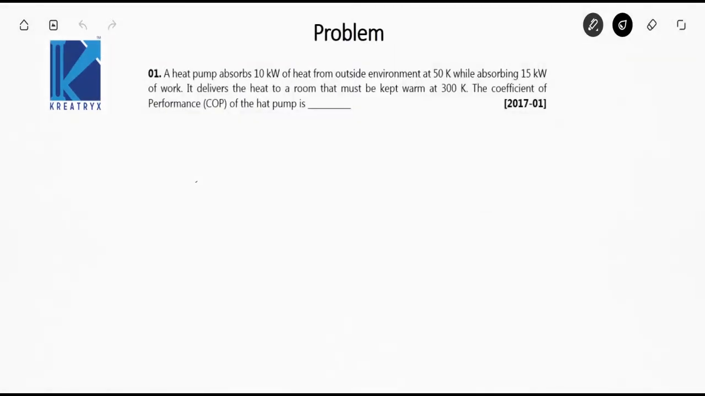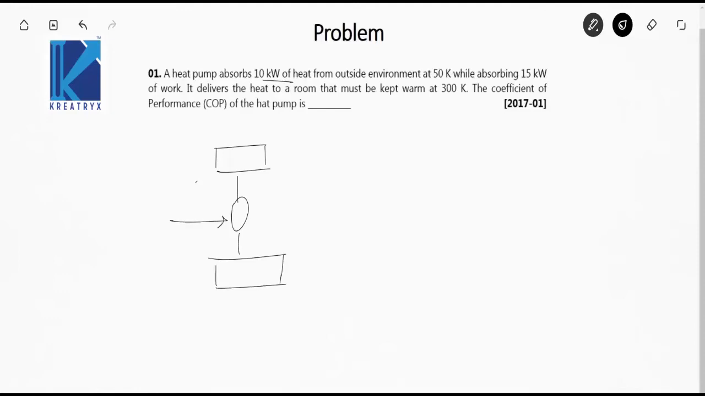This question is from heat pumps and cycles. Let's read this question first. A heat pump absorbs 10 kilowatt of heat. Let's draw a schematic diagram first. A heat pump absorbs 10 kilowatt of heat from the outside environment at 50 Kelvin while absorbing 15 kilowatt of work. So this work input is 15 kilowatt, and this is the surrounding which is at 50 Kelvin, and it is absorbing 10 kilowatt of heat from the outside.